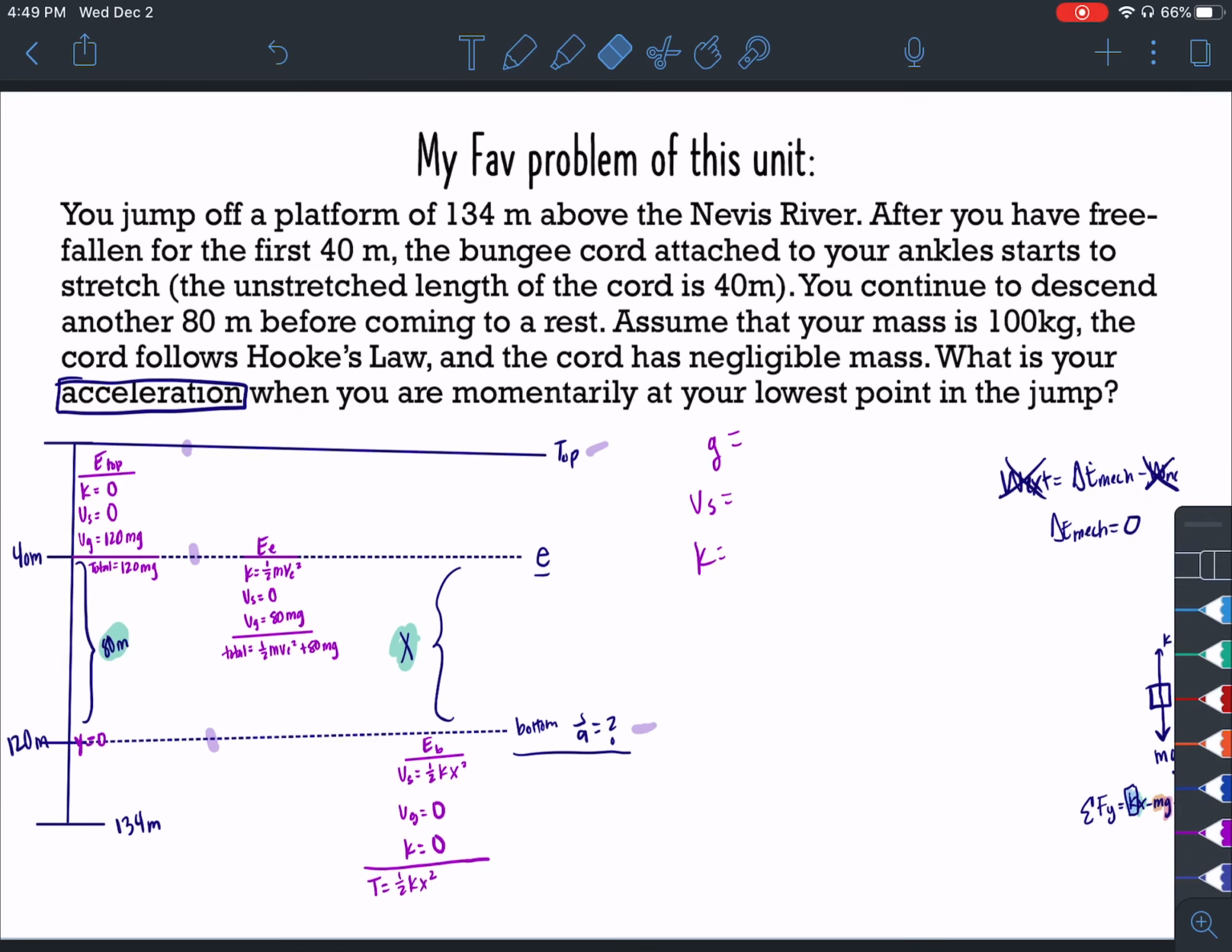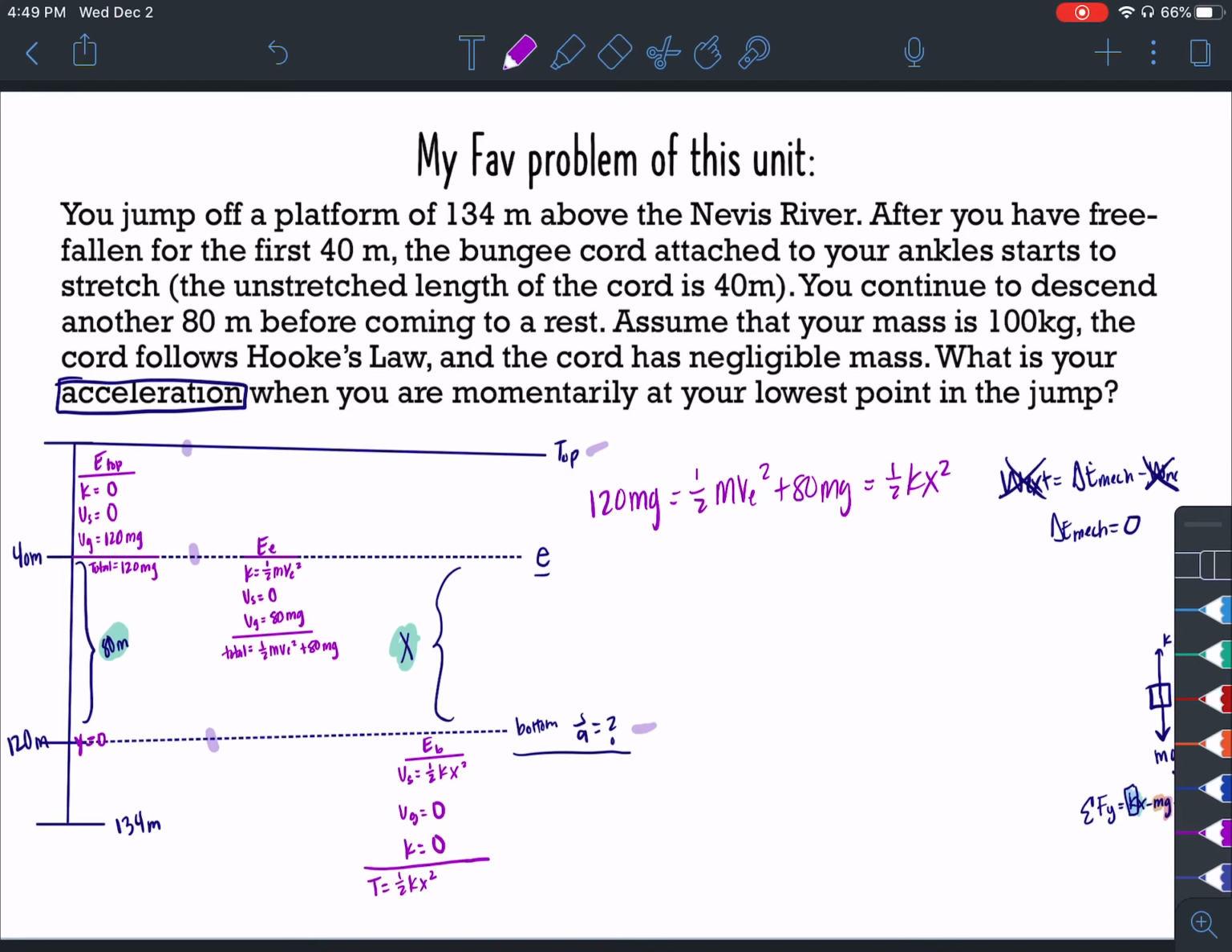So because we have this equation over here, we know that the change in mechanical energy has to be equal to 0. So that means each of these have to be the same. So we could go to the side and set them all equal to each other. We can say 120 mg is equal to 1/2 mv² plus 80 mg, which is equal to 1/2 kx squared.